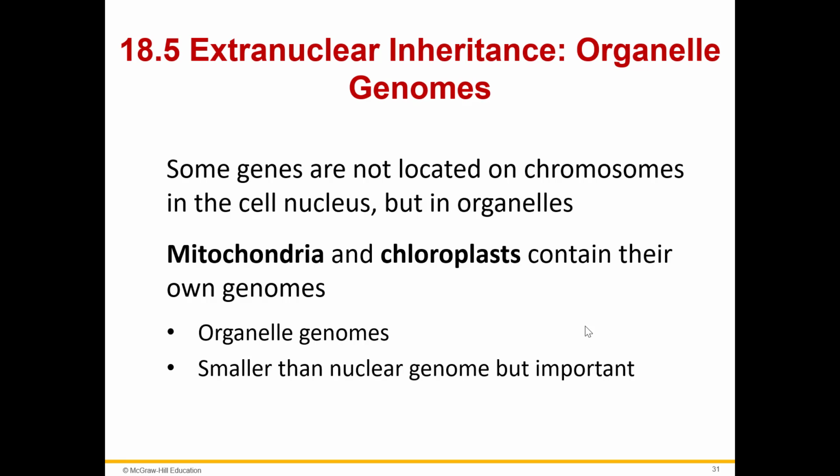So in section 5, we're looking at extranuclear inheritance, the genomes of the organelles. Some genes are not located on chromosomes in the cell nucleus, but in organelles. These genes are in the mitochondria and in the chloroplast. The mitochondria and the chloroplast contain their own single loop of DNA, so they have their own organelle genomes. They're smaller than the nuclear genome, but they're important.